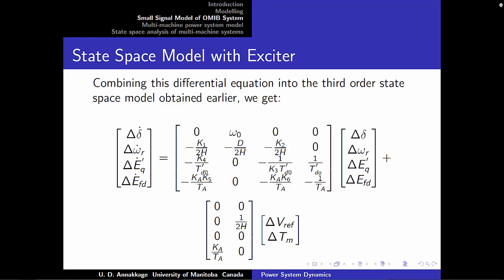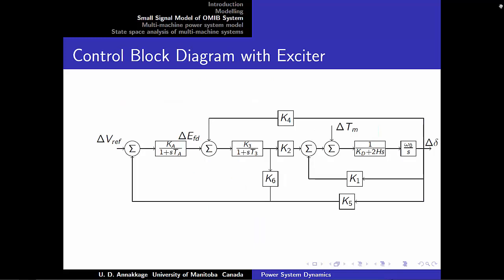This state space system can be translated to a control block diagram form. I will leave this as an exercise for the students. Again, note that the two inputs are delta Vref and delta Tm, and the output is delta delta.